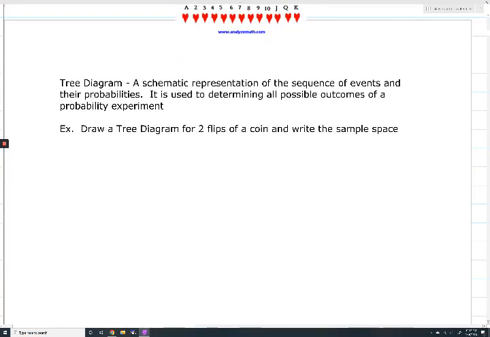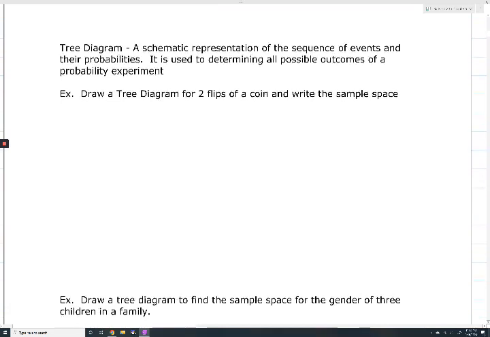Next, we're going to talk about how to use a tree diagram to represent a list of possibilities. So we have our first flip. The possible outcomes for my first flip are, I could get heads or I could get tails. That is my first flip. Now I have a second flip. From each of those heads, I could get a heads or a tails, and from that tails, I could get a heads or a tails.